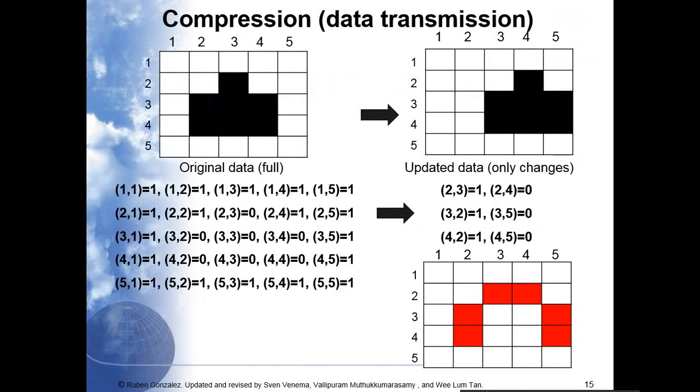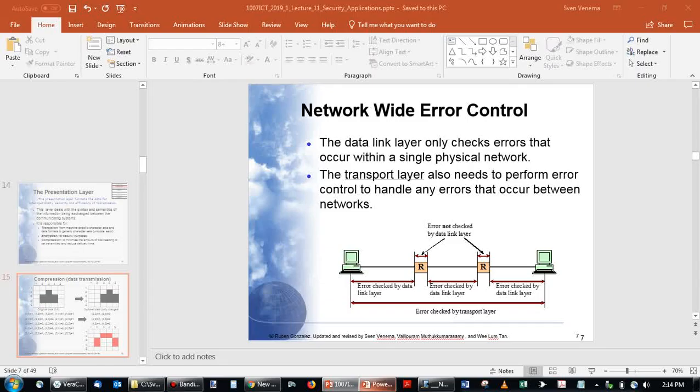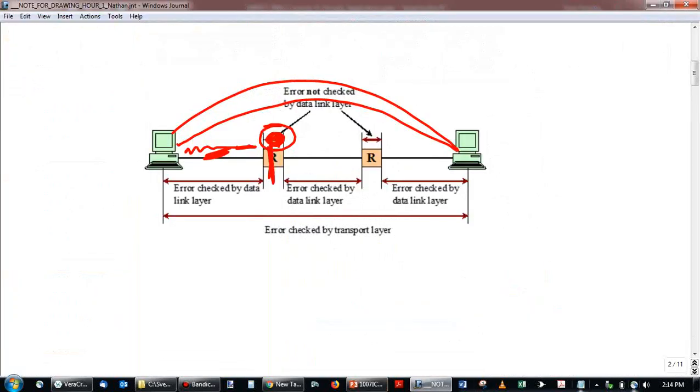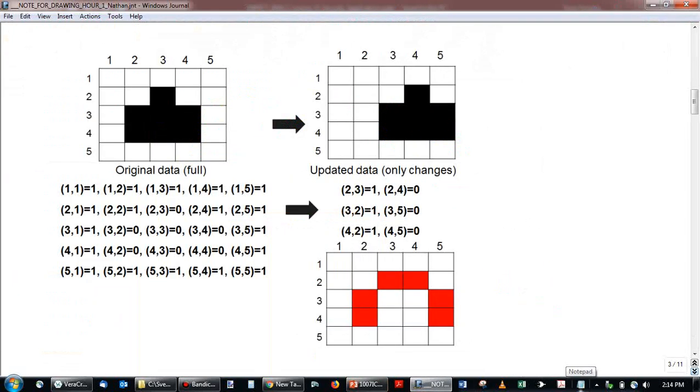In terms of compression, this is a nice little diagram. I'll just show you a very simple example of compression. So here is a picture. It's a very simple picture on the left here. It's basically a 5 by 5 grid, and it's got some white boxes, some black boxes. Now, it's an animation, let's say, so the next frame of the animation will look like this.